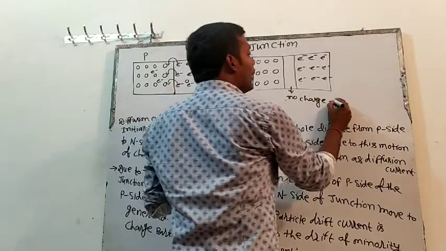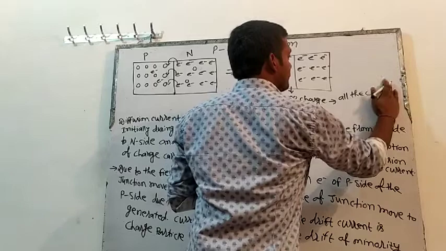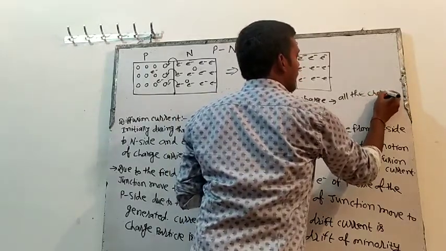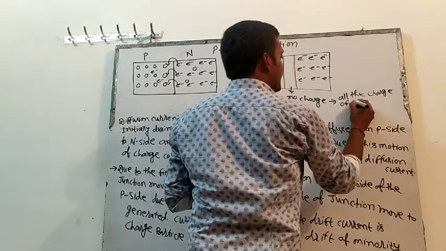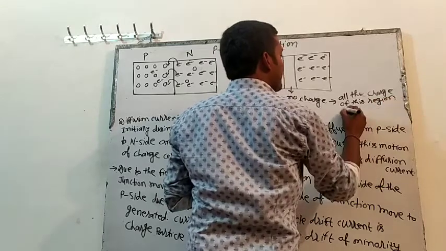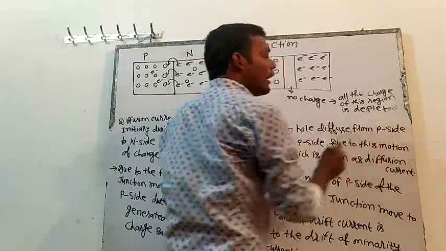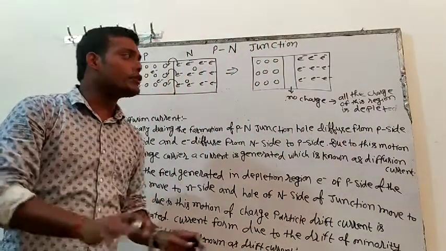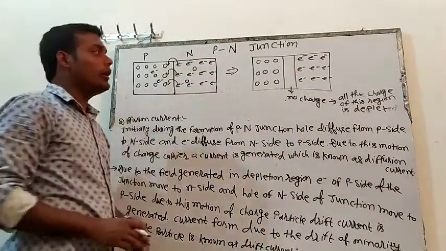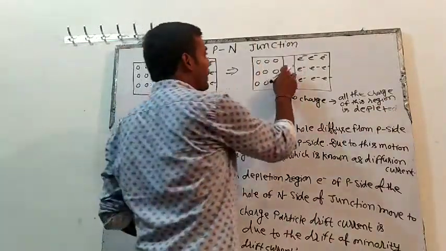So what happened? All the charge of this region is depleted. Depleted means खत्म हो जाना. Depleted means destroyed. All the charge will be destroyed. Why? Because negative will jump on positive, neutral. So all the charge of this region is depleted.